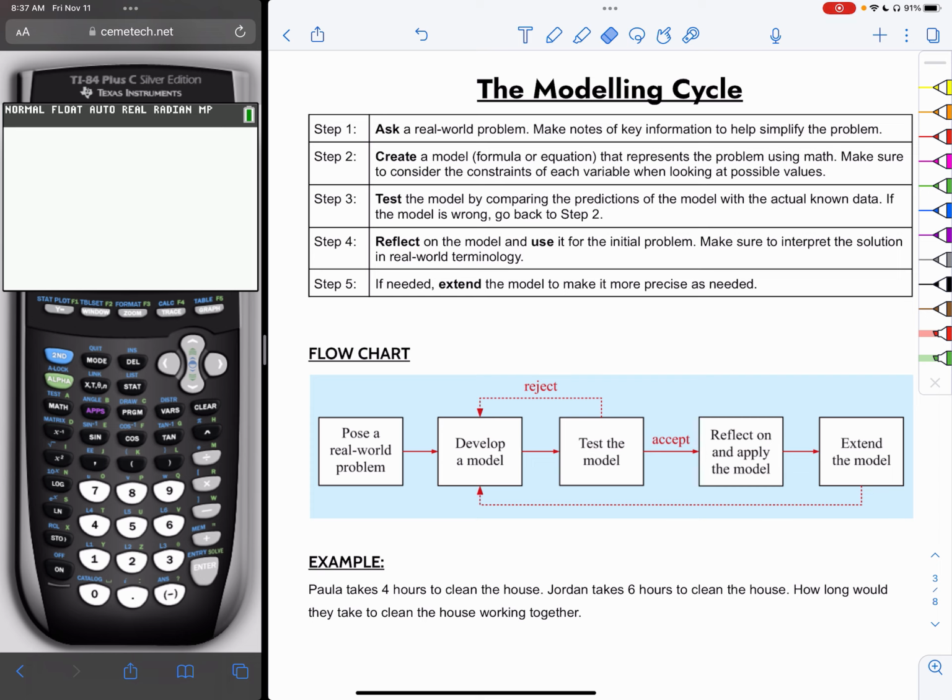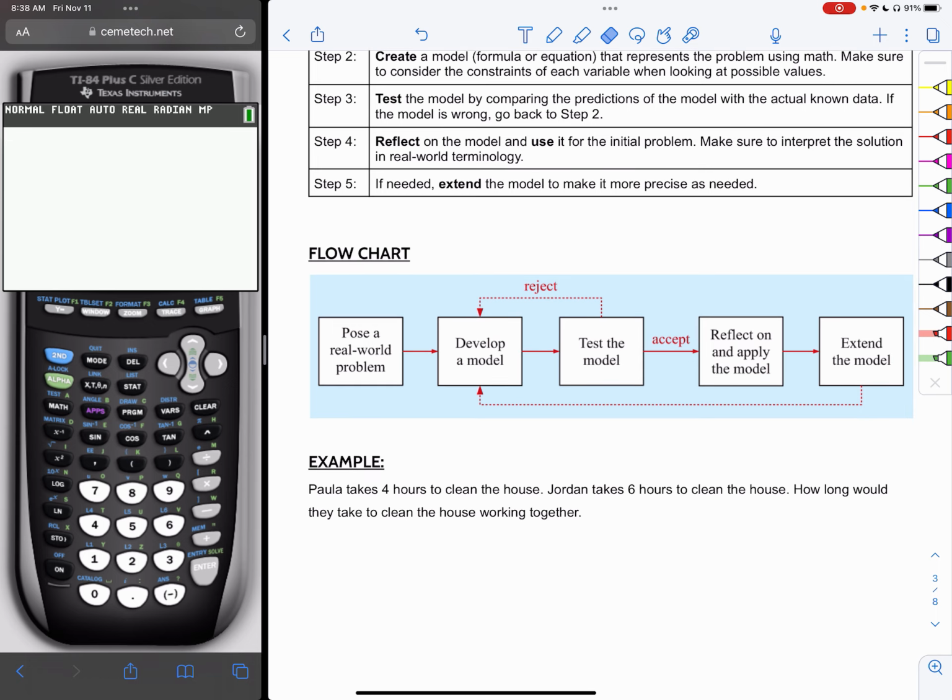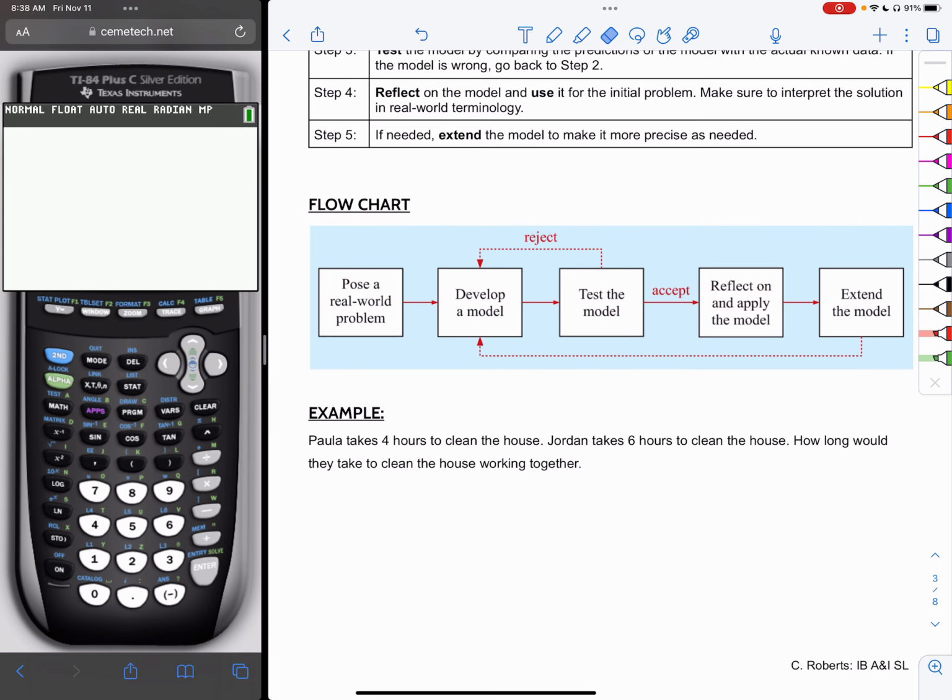Once you have tested the model, if you have had to reject it multiple times, or once you test it and you can accept it, once it is accepted, you can reflect on the model and then use it for an initial problem or another problem, okay? And be making sure to interpret the solution in real world terminology. And then step five, if needed, you can extend the model to make it more precise if you need to.